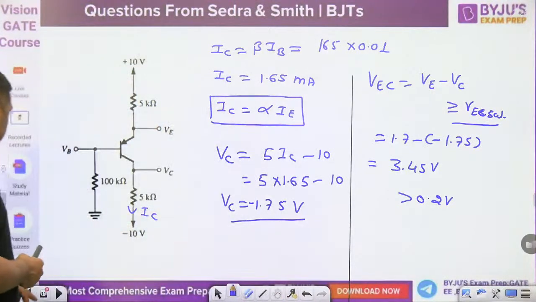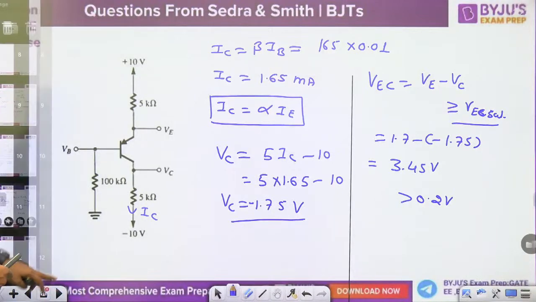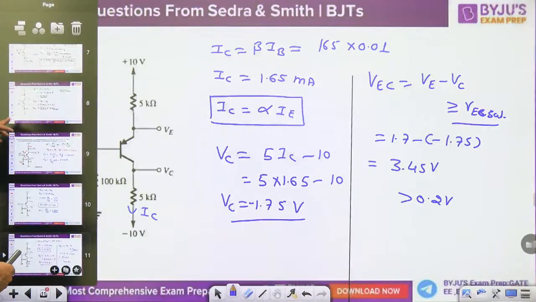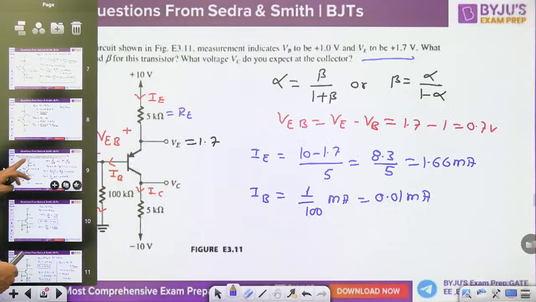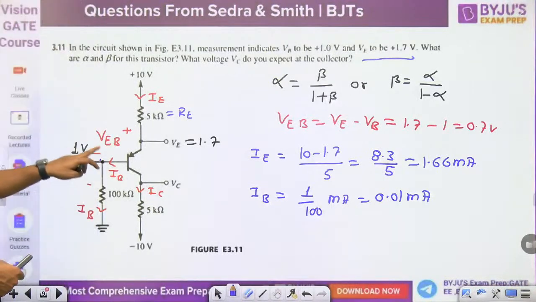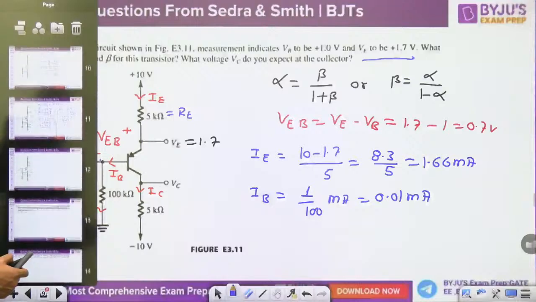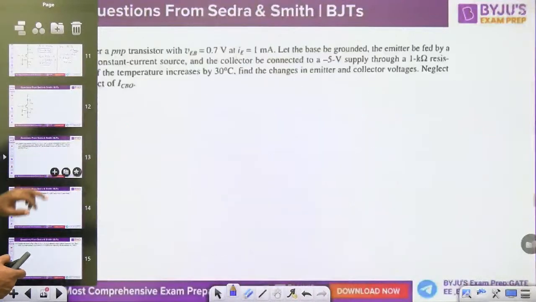Now next one. This is a very easy one. I think all the questions are solved in this particular question. That is what is given. Yes, find alpha, find beta. What is the voltage VC you expect at the collector? Okay, over. And you have verified that the BJT is in what? Active region.